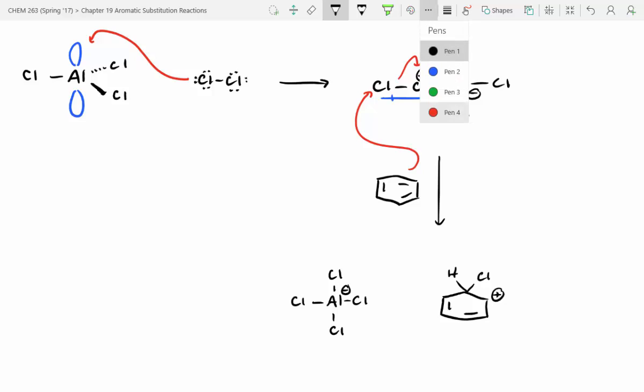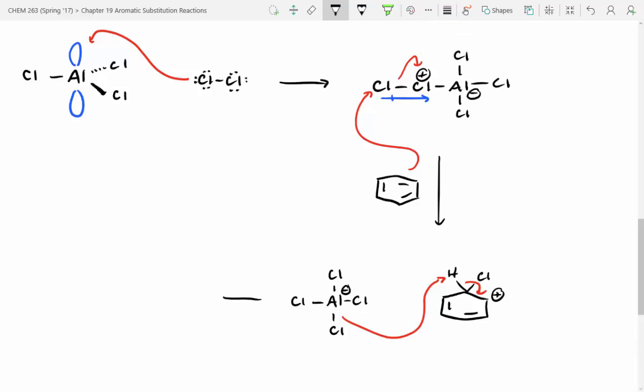And then what's our last step? Chlorine bond. Yeah, exactly. The chlorine's going to deprotonate. It's going to restore aromaticity. And we're going to regenerate our catalyst. And our byproduct in this case is going to be HCl. Oh, sorry. I got iron on the brain.